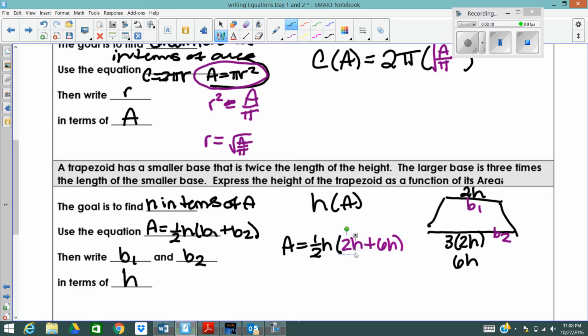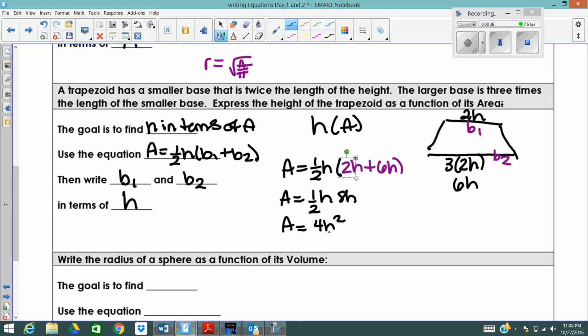So now we're going to simplify this. So we get area is 1/2 h times 2h plus 6h is 8h. When I multiply that together, I get 4h squared. And now, right now, I have area as a function of the height, but I want the opposite. I want the height as a function of the area. So I'm going to have to solve for h. So divide both sides by 4. We get a over 4 equals h squared. Now square root both sides, so we get h equals the square root of a over 2.